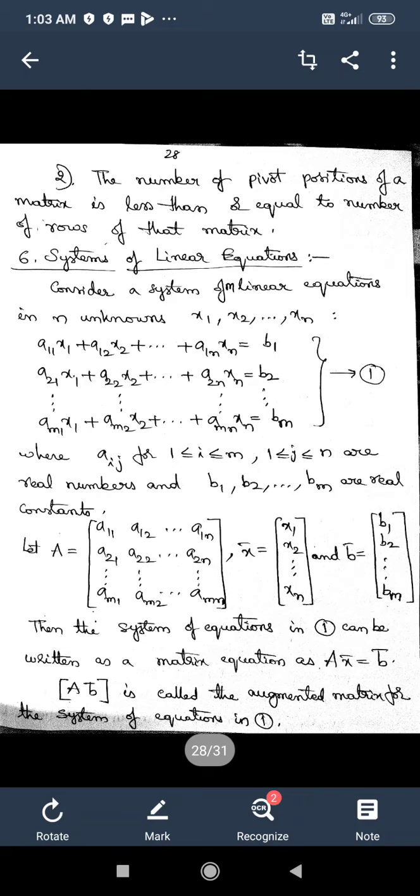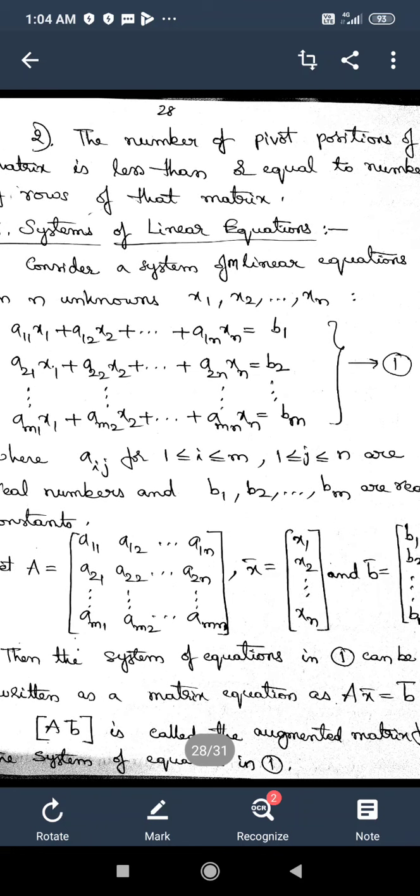Consider a system of m linear equations in n unknowns, and I am taking the unknowns as x1, x2, and so on up to xn. These are the variables. When do we say an equation is a linear equation? If the power of the variables is only 1 throughout the equation, then that equation is called a linear equation.